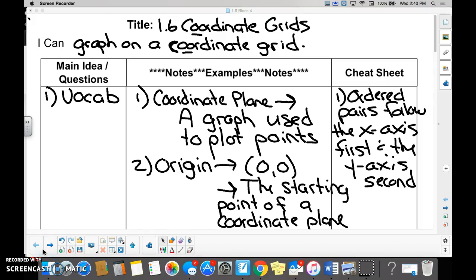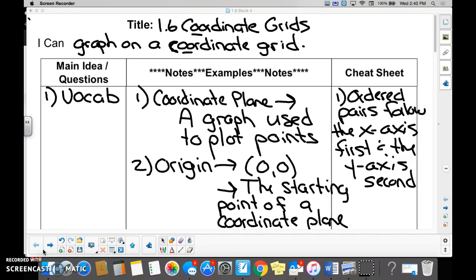1.6 coordinate grids. I can graph on a coordinate grid. So, first question for you all. Give me another name for a coordinate grid. Raise your hand, please. What is another name I use for a coordinate grid?